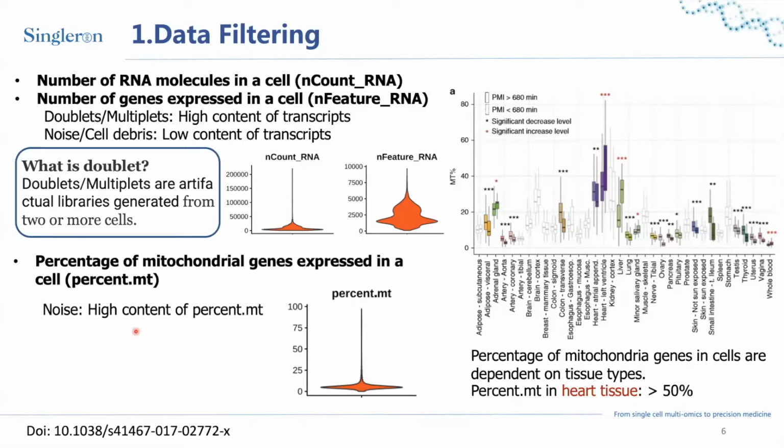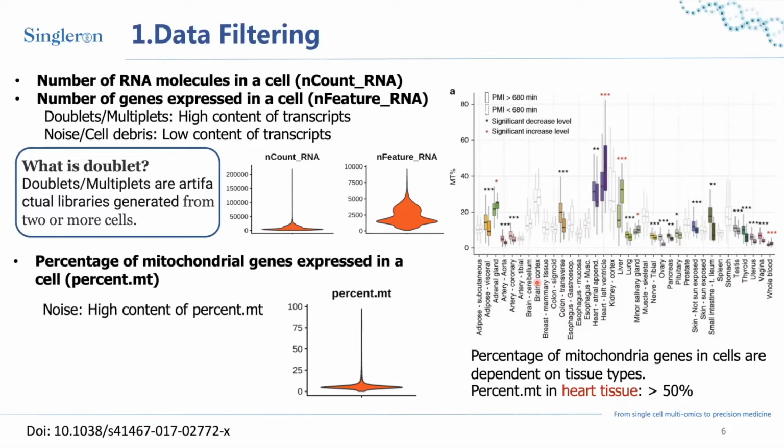However, the percentage of mitochondrial genes is relevant to the tissue type. Some tissues may have a much higher percentage of mitochondrial gene expression. For example, in heart tissue we usually see the percentage of MT genes is around 50% or more, because the heart needs a lot of energy to keep pumping. So they will have a higher percentage of MT genes. So you have to check the tissue type when you are doing the analysis.